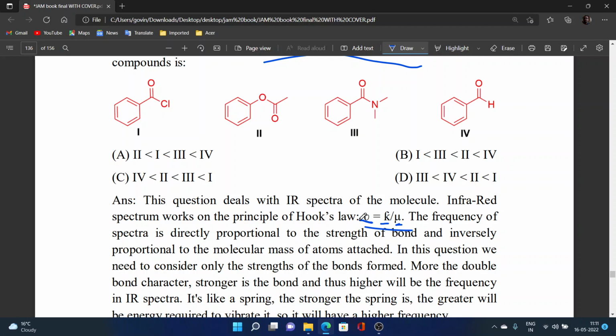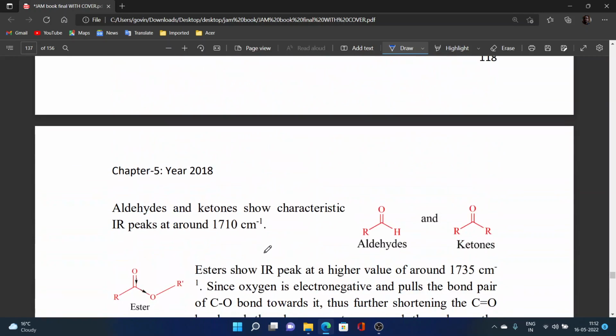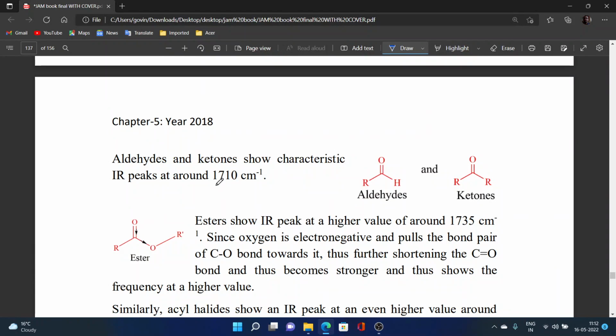Because the bond is not strong, whereas if bonding is strong, the frequency is also higher, because more energy will be needed to vibrate it. If mass is more, the bond is weak, so less energy is needed to vibrate it. It's basically a kind of spring. So the stronger the spring, the more energy is needed to vibrate it. So aldehyde and ketone generally show around 1710, 1715. We can say aldehyde at 1720 and ketone at 1710, though in IR we are never very specific about the values because it is a broad spectrum.